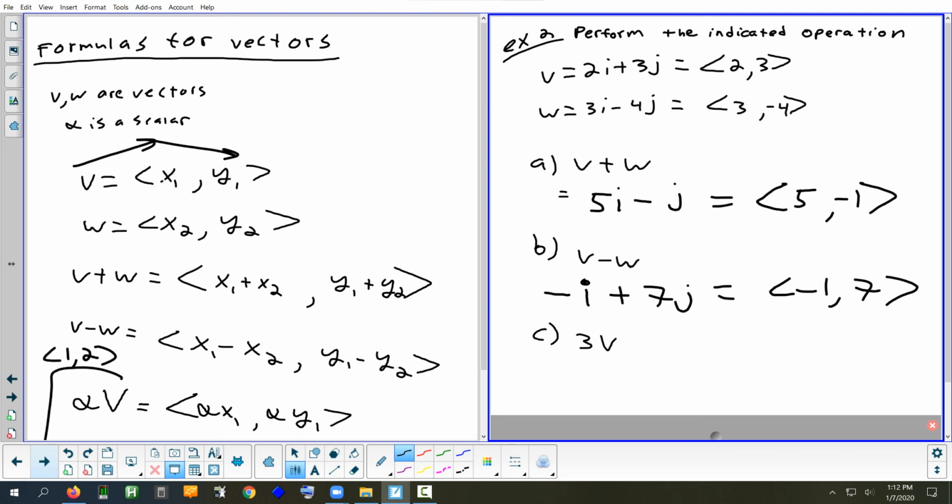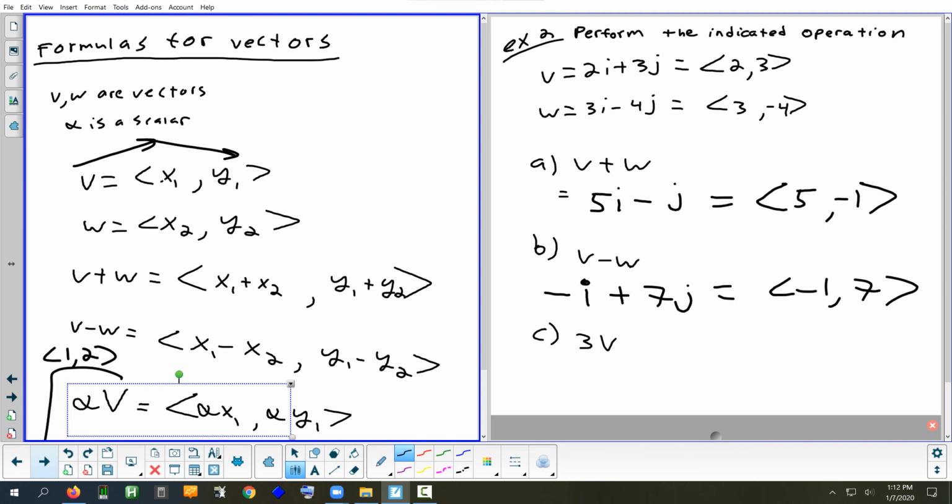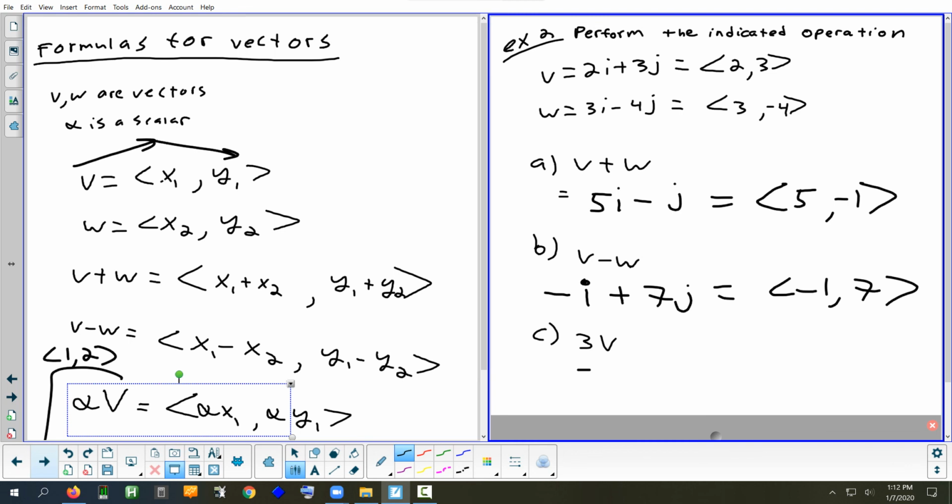Right. 3v. This is an operation that doesn't require w at all. So forget about w. All you're doing is taking vector v and scaling it. You're tripling the length. So what would vector v come out to if you triple it? Yeah. 6i. I told you to think of that as like a distributive property. Just multiply each component by what you're scaling it by. So 6i plus 9j. I'm not going to write it the other way this time, but if you wanted to, it would be the brackets and then 6, 9 in the brackets.